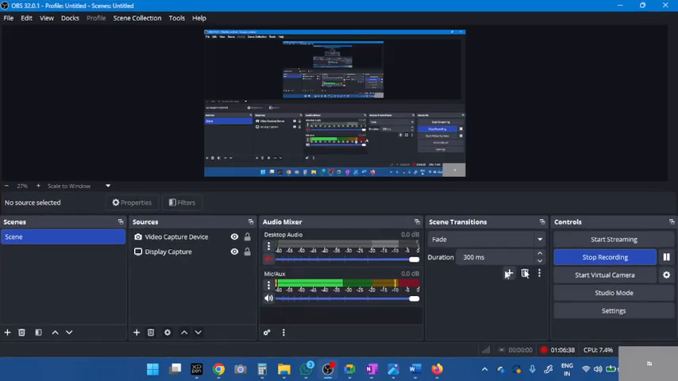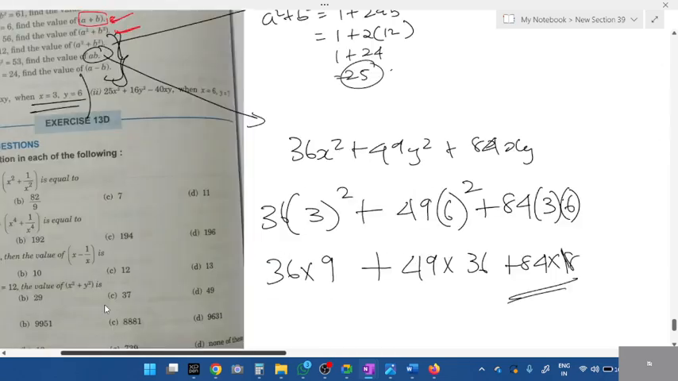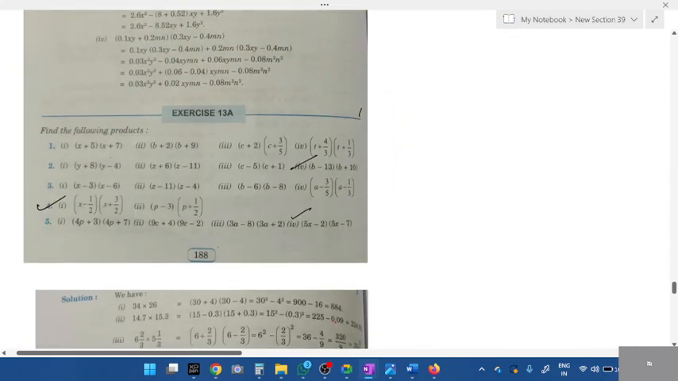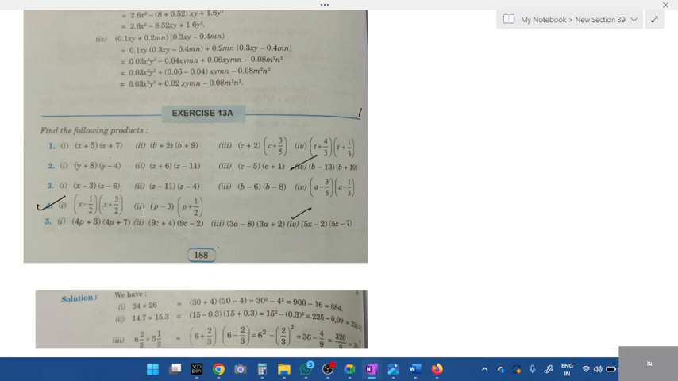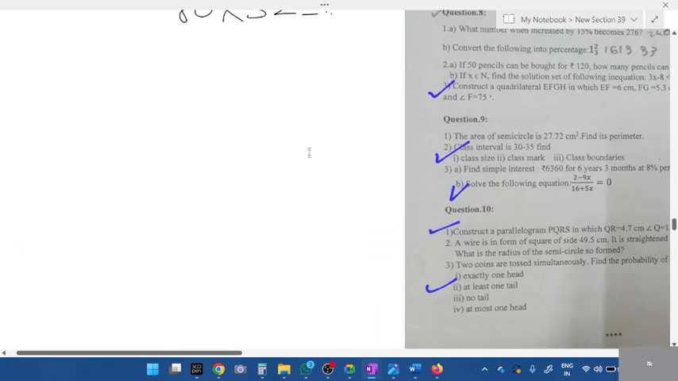Next chapter. Okay, now for area and perimeter, I'll just teach all the basics, students. I think we have done area and perimeter, right? You'll remember those formulas? Okay, whatever is there in this previous one, we'll do only those questions.